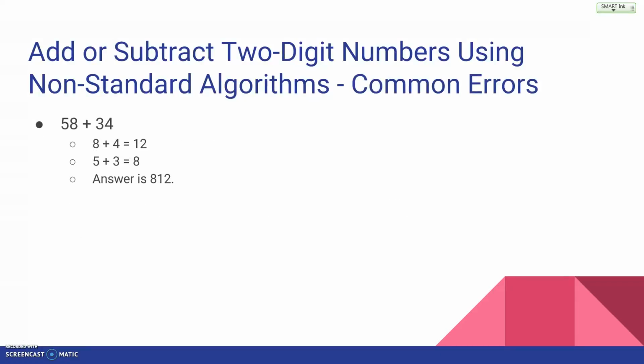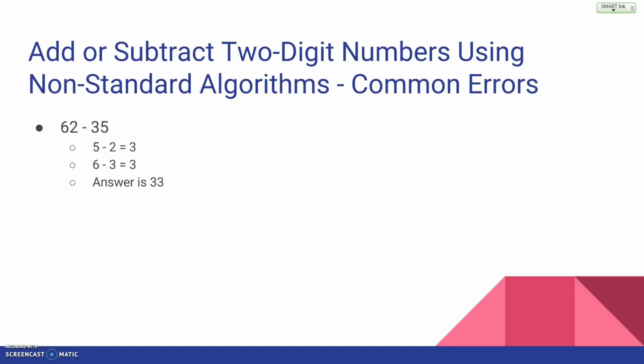A lot of times when they get the traditional algorithm too soon, they make some mistakes. For instance, here they're adding 8 plus 4 and getting 12, 5 plus 3 and getting 8, and telling me the answer is 812, and it never occurs to them that that's not anywhere close to the correct answer.